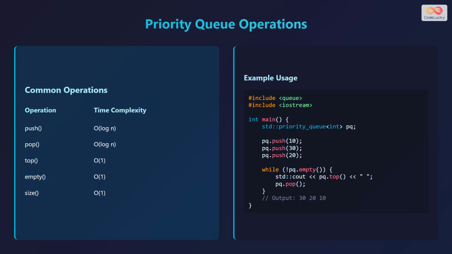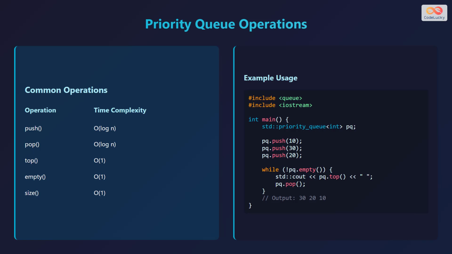The top operation, which retrieves the highest priority element without removing it, has a time complexity of big O(1), meaning it's very fast. The empty operation checks if the queue is empty and has a time complexity of big O(1). Lastly, the size operation returns the number of elements in the queue, also with a time complexity of big O(1).